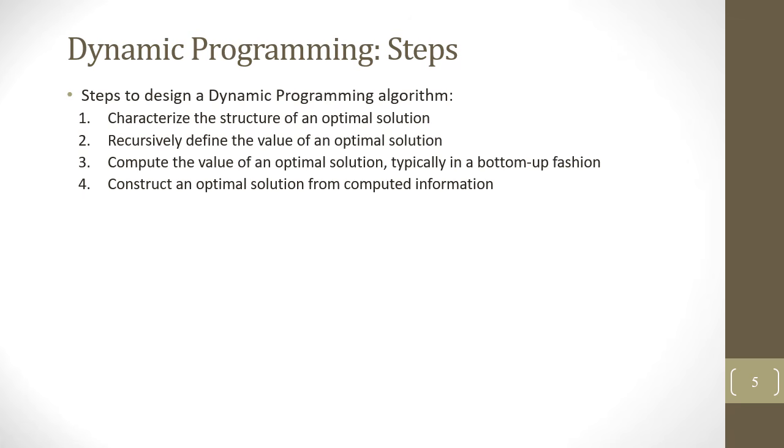Following are the steps to design a dynamic programming algorithm. First, characterize the structure of an optimal solution. Then recursively define the value of an optimal solution. Then compute the value of an optimal solution, typically in a bottom-up fashion. And then construct an optimal solution from the computed information.